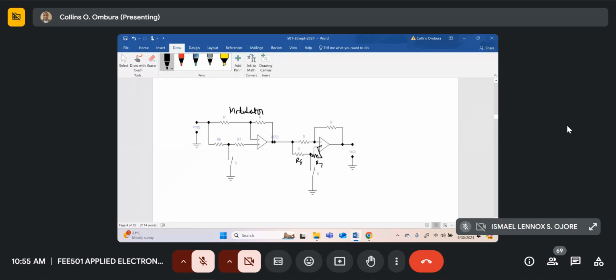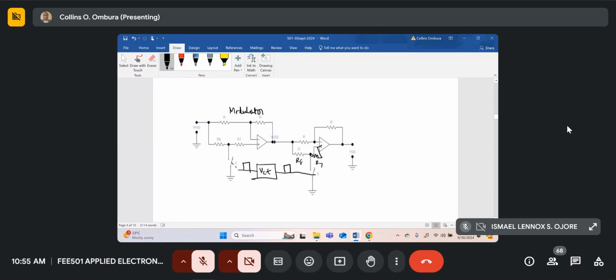Also, these switches are in synchronism. The switches are normally controlled in synchronism. So this switch and this switch, and you have your VC of t. When this one is going positive, the output is going positive, so that you can show synchronism.